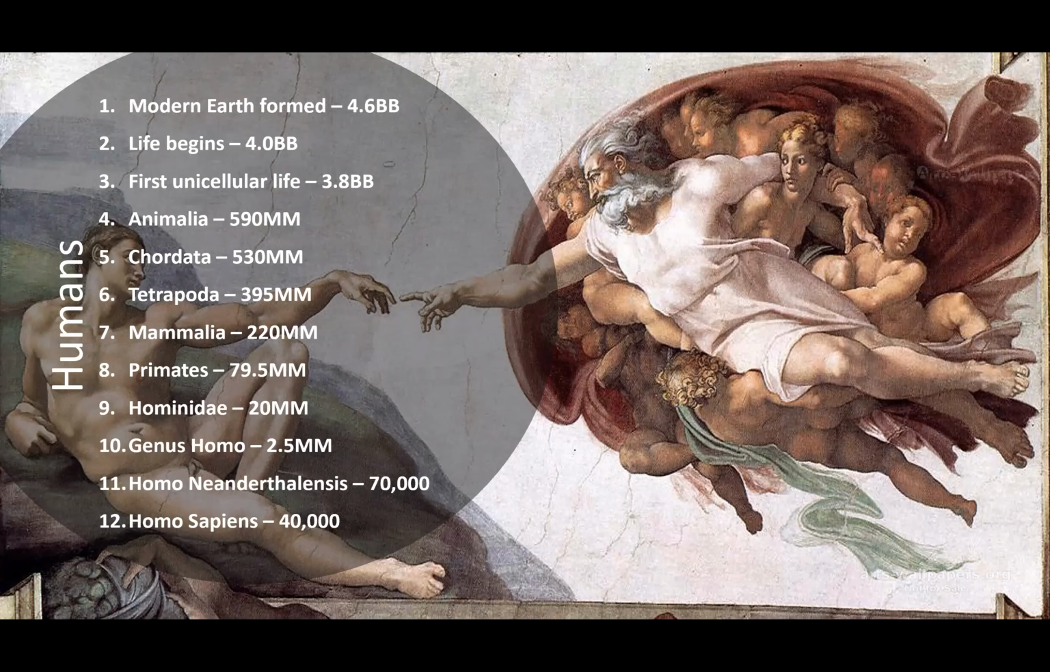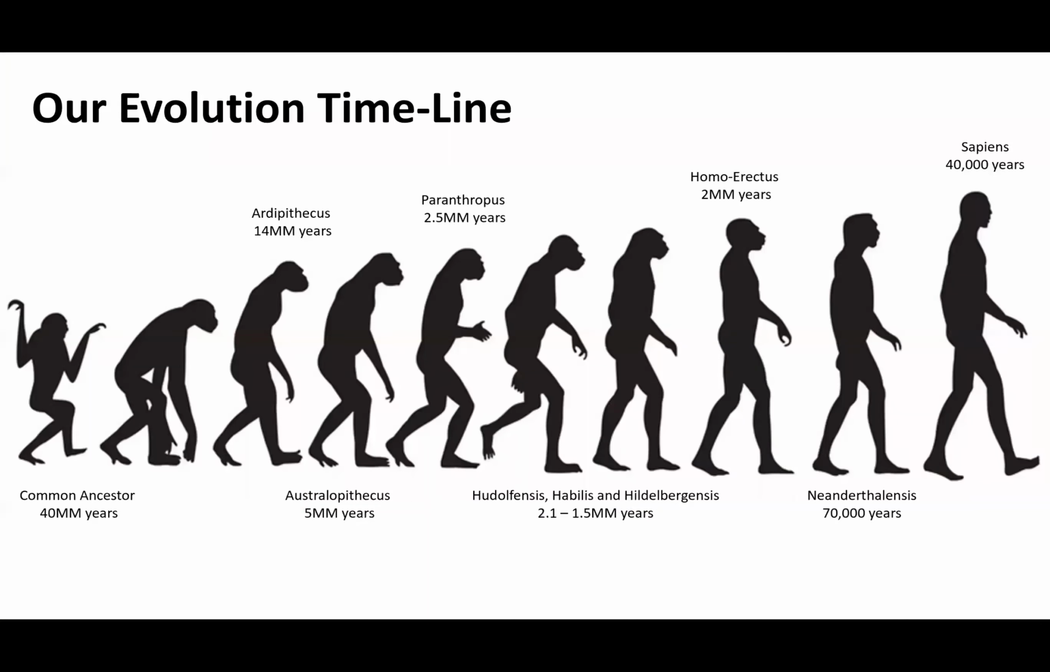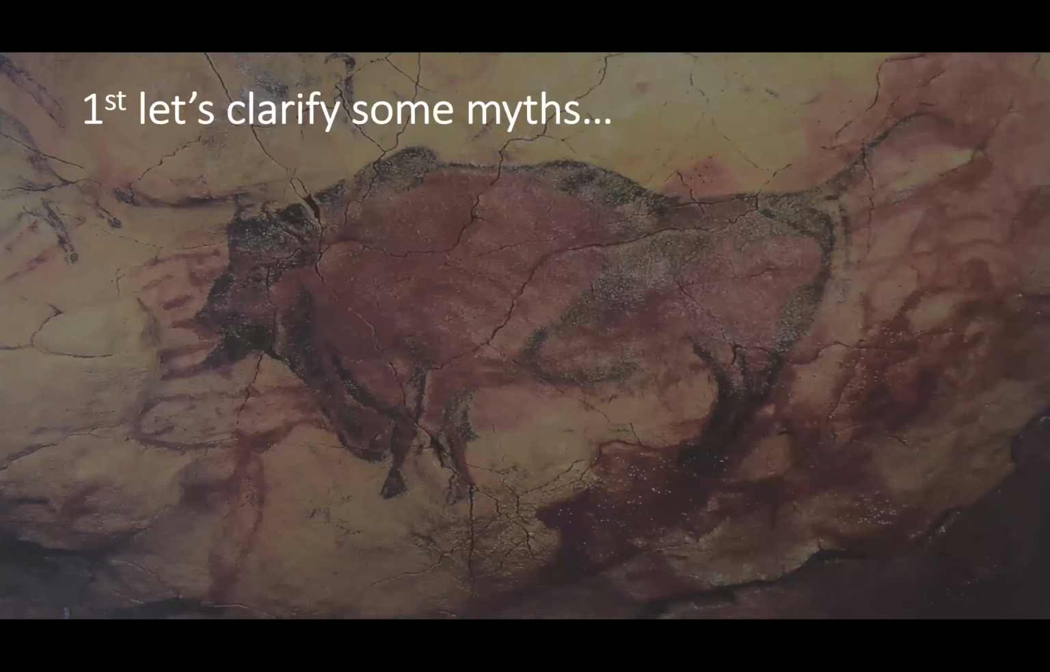And then mammalia, us. And inside mammalia, the primates. And the first Hominidae genus. And then the genus Homo, the Neanderthalensis, and the Homo sapiens. And this is our timeline. And this is a problem, because every time we see this, we think that we jumped from one into the other. But let's clarify some of those myths.